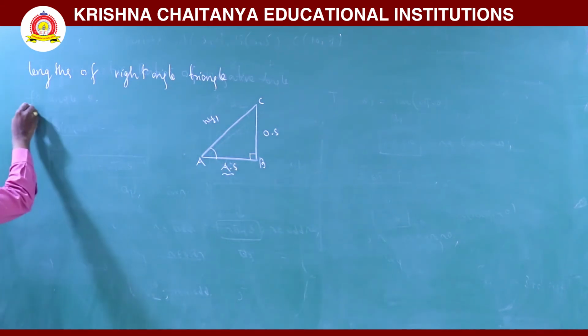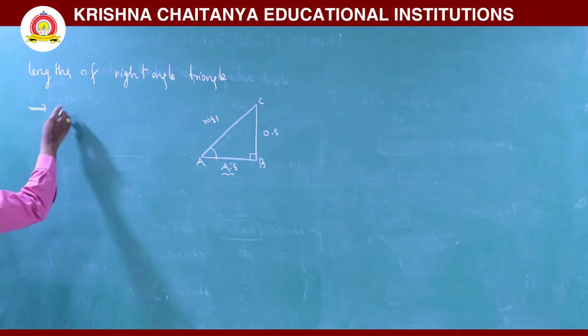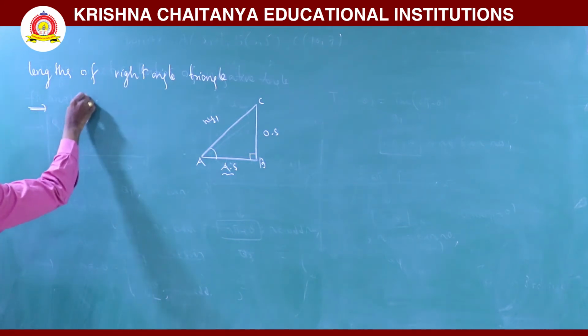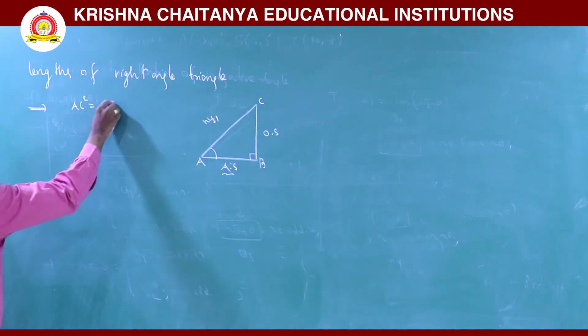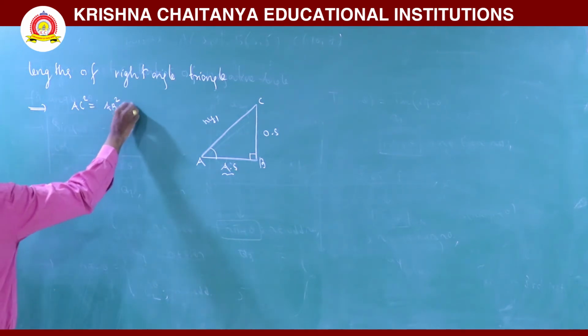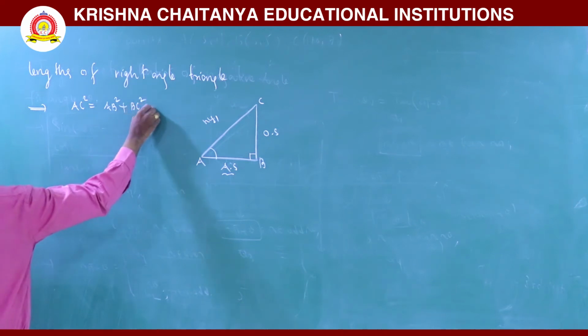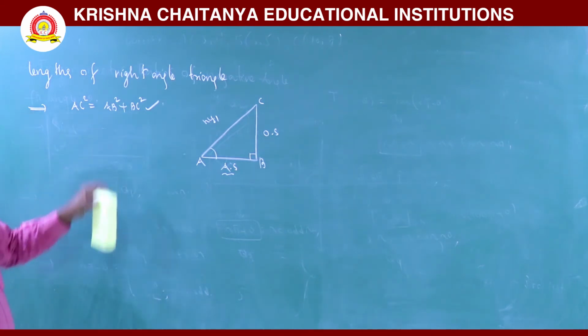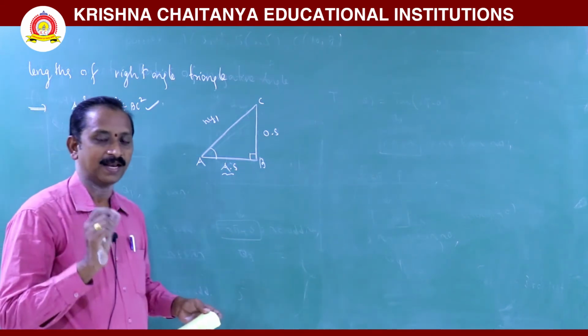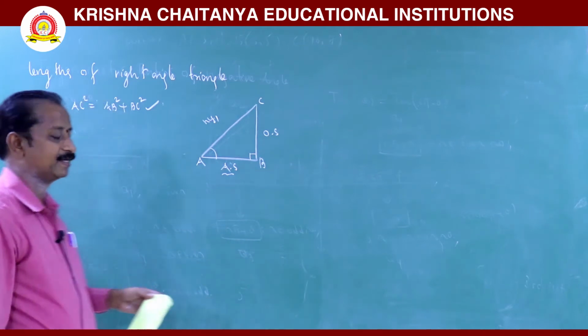From the Pythagoras theorem. So, what is Pythagoras theorem? Hypotenuse whole square is equal to side square plus side square, meaning AB square plus BC square. Using this Pythagoras theorem, we can find the lengths of the sides of the right angle triangle.